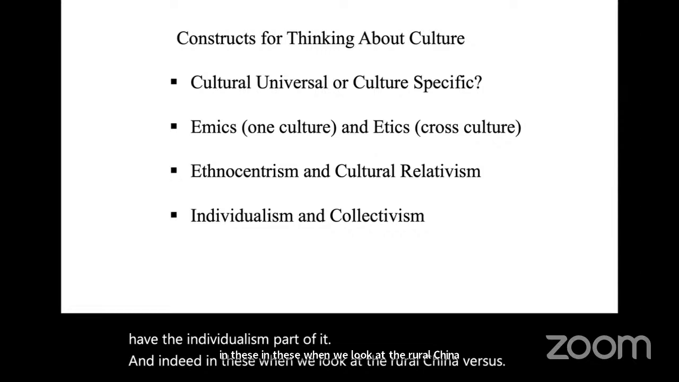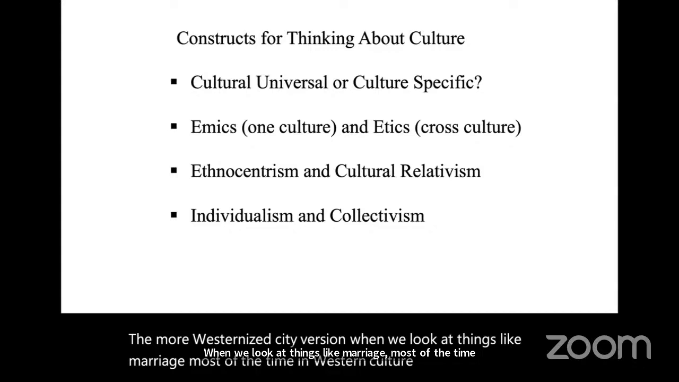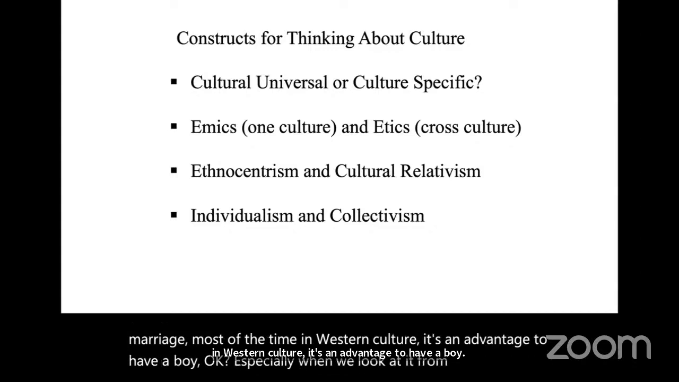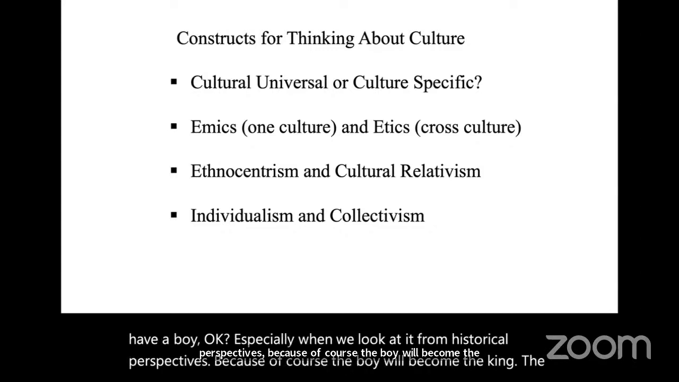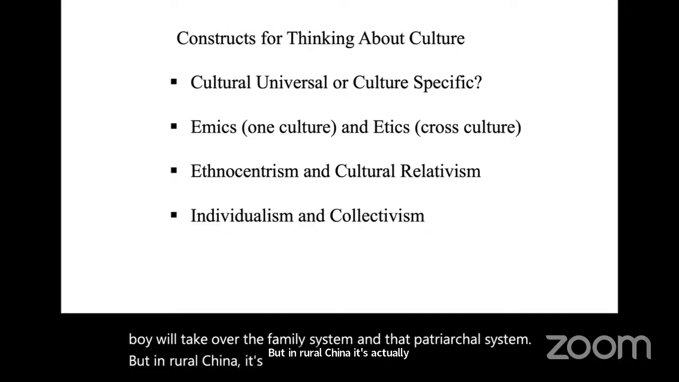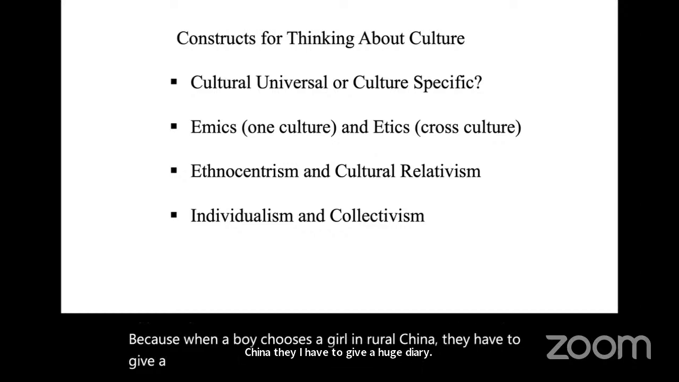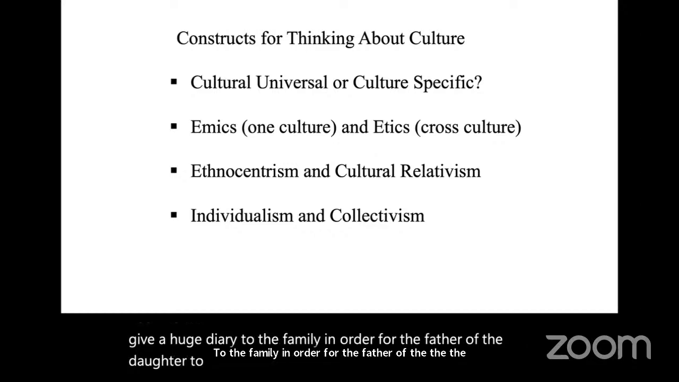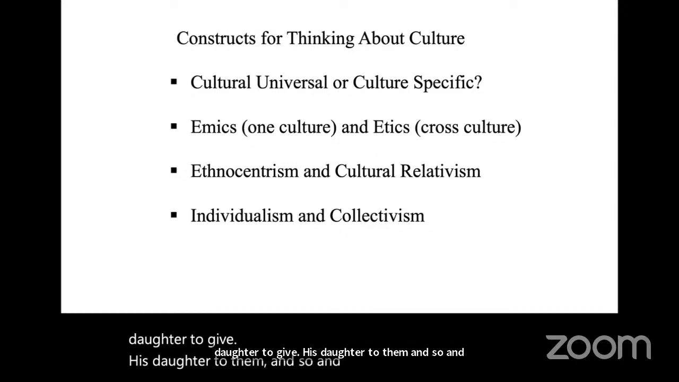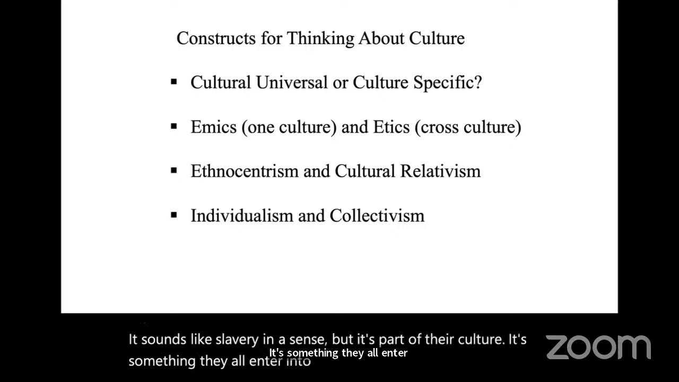And indeed, when we look at rural China versus the more westernized city version, when we look at things like marriage, most of the time in Western culture, it's an advantage to have a boy. Okay, especially when we look at it from historical perspectives, because of course the boy will become the king, the boy will take over the family system in that patriarchal system. But in rural China, it's actually more beneficial to have a girl, because when a boy chooses a girl in rural China, they have to give a huge dowry to the family in order for the father of the daughter to give his daughter to them. And yeah, it sounds like slavery in a sense, but it's part of their culture. It's something they all enter into. So in rural China, it's more beneficial to have a girl than a boy.